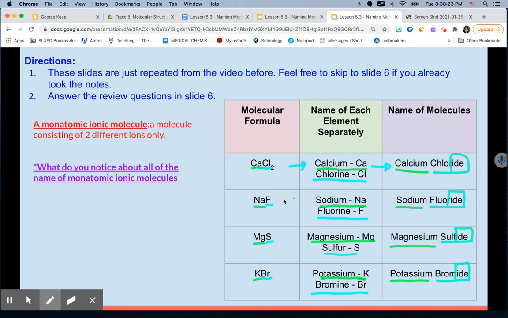And if you notice NaF, sodium fluoride, sodium is the first name, that's Na. Instead of fluorine, it's fluoride. So sodium fluoride. Magnesium, not magnesium sulfur, but always ending in "ide." And the "ide" just lets you know that, hey, this is a couple. They're together and they're combined together.